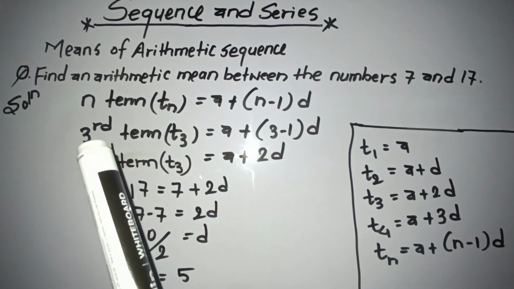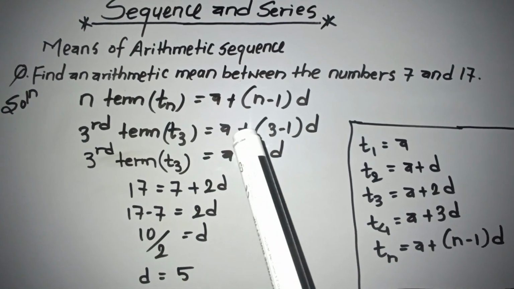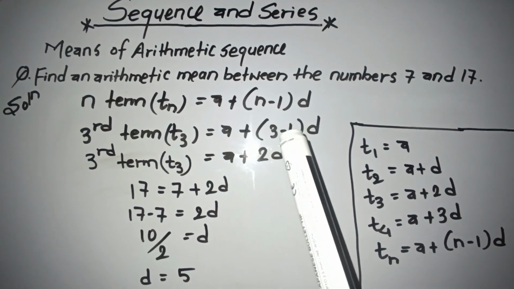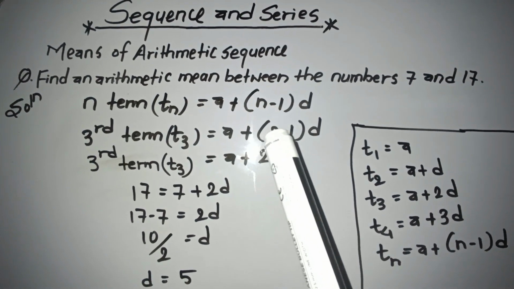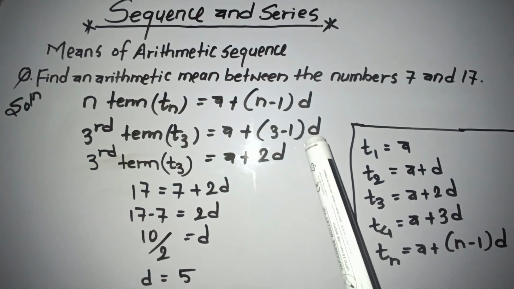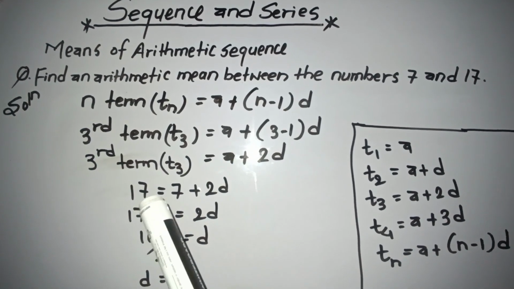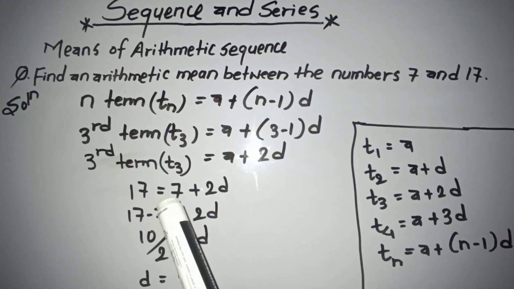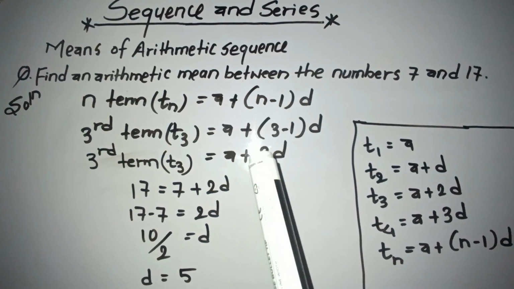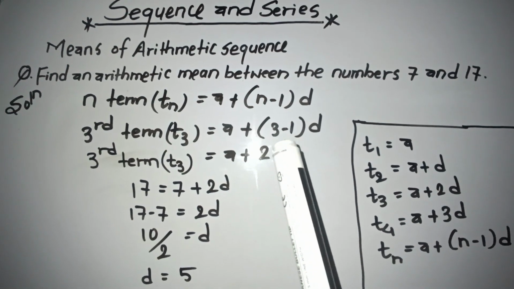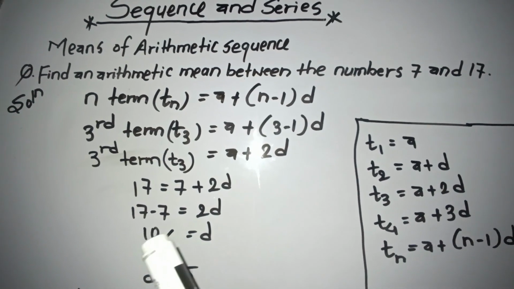And here we have been given the third term. T3 equals a plus (3 minus 1) d, where n is the number of terms, that is 3, and 3 minus 1 multiplies the difference. Then we substitute the values. The third term is 17, equals the first term a plus, since 3 minus 1 is 2, 2d, where d is the difference.